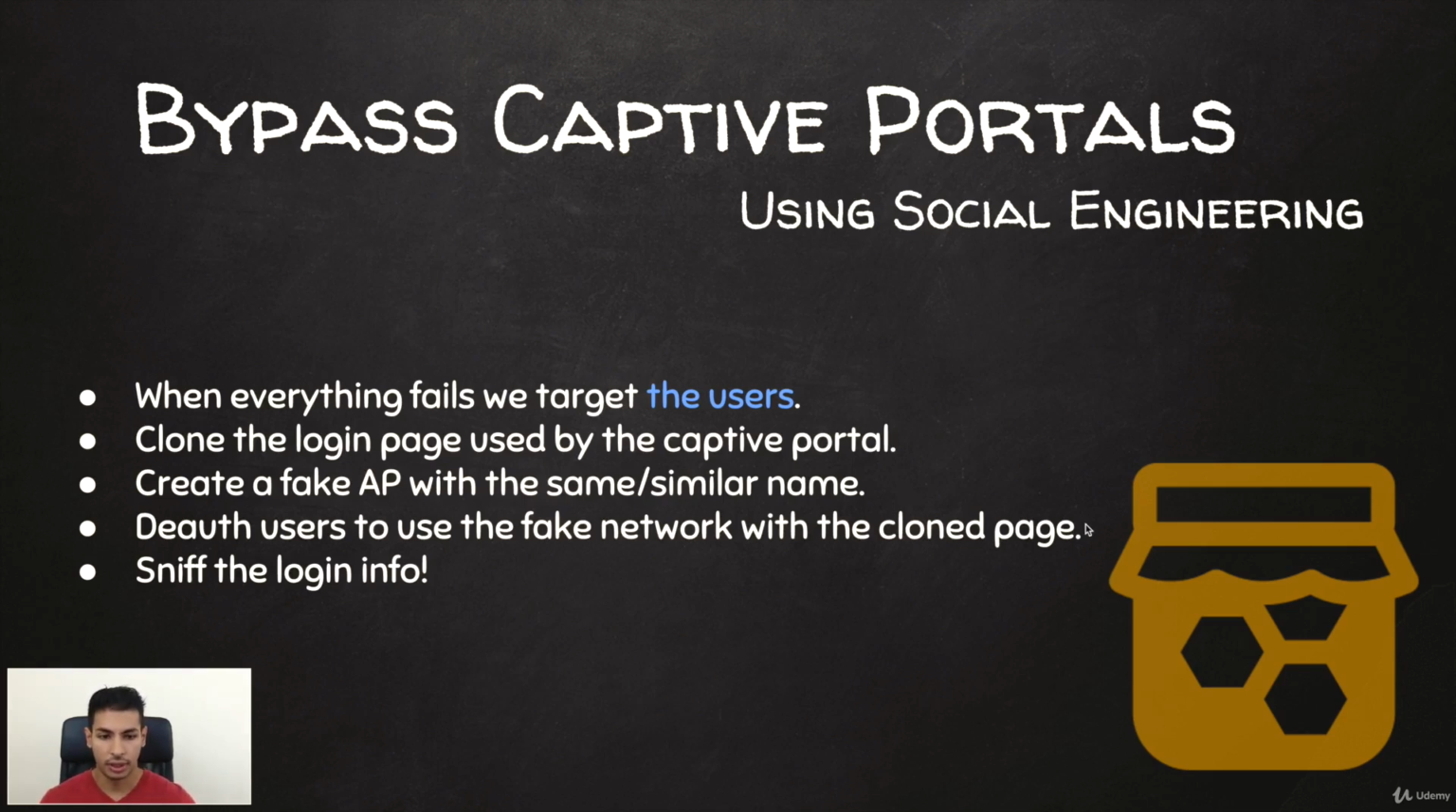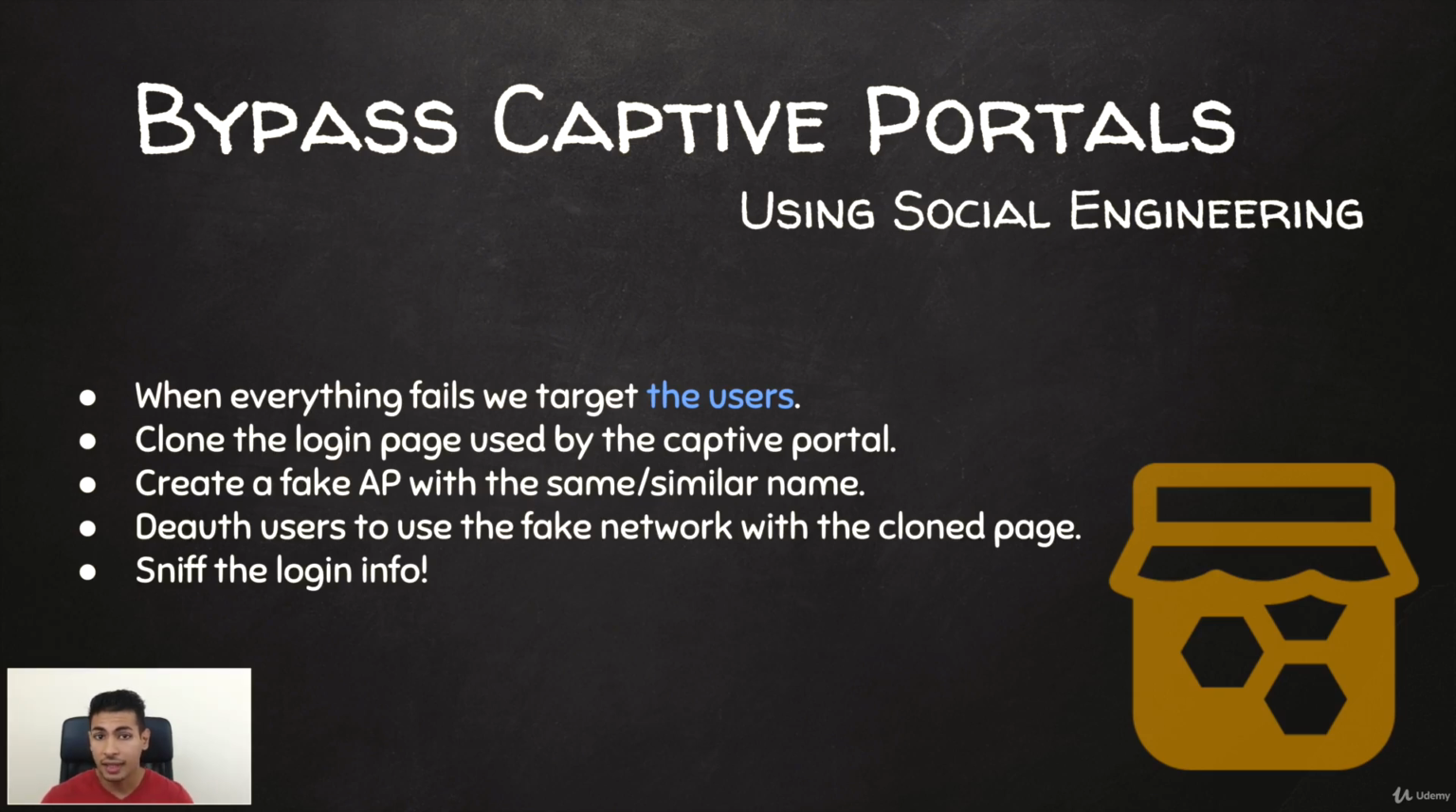Finally, we're going to run a deauthentication attack and disconnect users from the network that they're connected to. So they'll think that there's something wrong with this specific network. They're going to connect to the fake network that we created, which has a very similar name, or maybe the same name. And once they connect, they'll automatically see a login page.